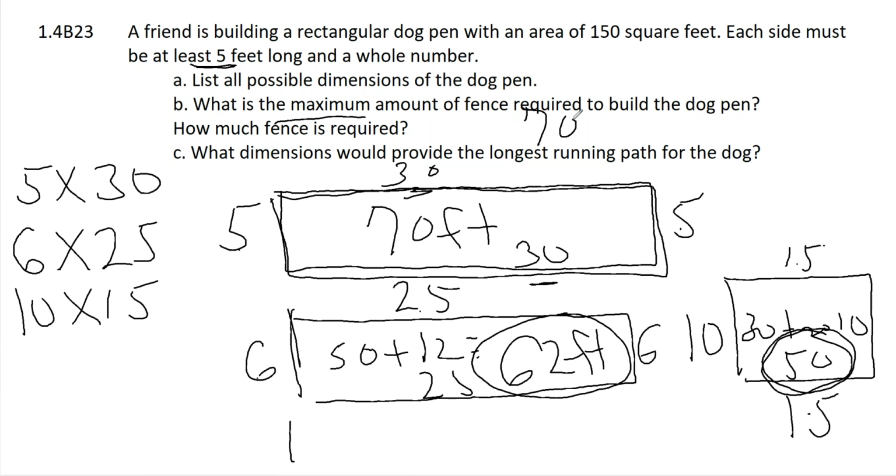Okay, so the last question is, what dimensions would provide the longest running path? If your goal is to have the longest running path from here to here so your dog could run back and forth, the dimensions would be 5 by 30. Alright, hope that makes sense to you all.